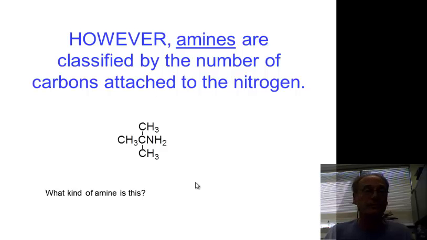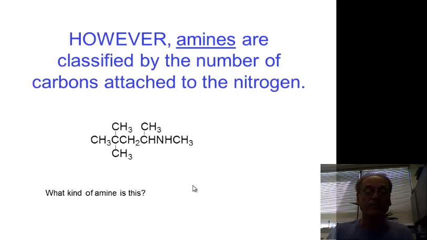However, as promised at the beginning, amines are classified differently. Amines are classified by the number of carbons attached to the nitrogen, not to any particular carbon. So let me ask you, what kind of amine is this? Well, the carbon is certainly tertiary because it has three other carbons attached to it, but we're going to classify this amine as a primary amine because the nitrogen itself only has one other carbon attached. What kind of amine is this? Well, it has three carbons attached to the nitrogen, so it's called a tertiary amine, even though these carbons are certainly not tertiary carbons. Again, it's the number of carbons attached to the nitrogen that matters.